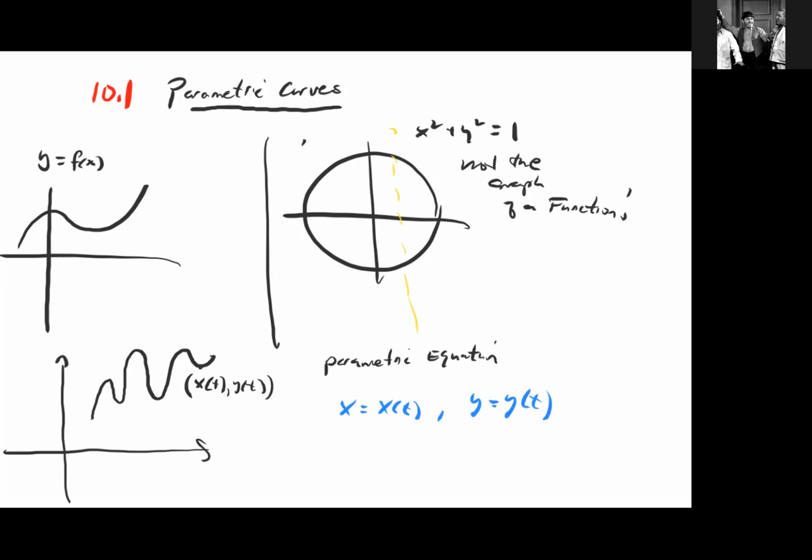For example, t could be between a and b, or t could be just greater than or equal to some number a, etc. So this is the general form of a parametric curve. Let me do some examples.